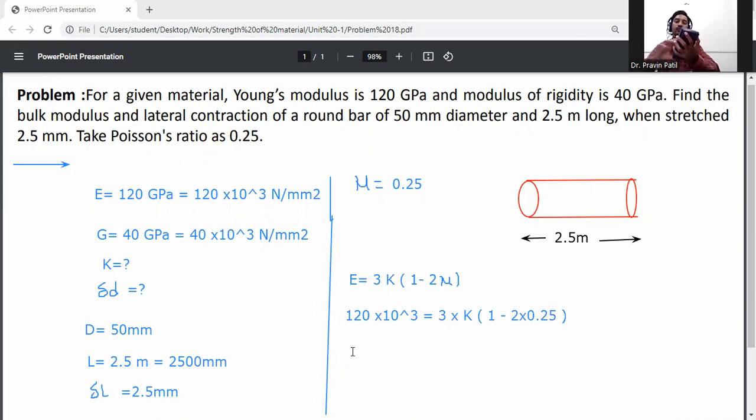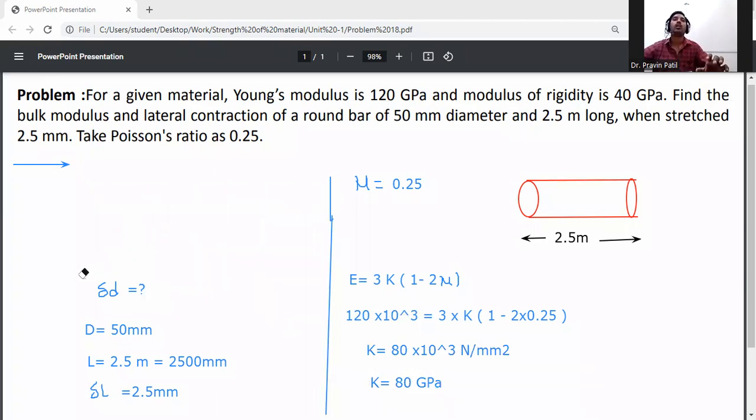It will give 80 into 10 raised to the power 3. So K is equal to 80 into 10 raised to the power 3 Newton per mm square. In GPa, dividing by 10 raised to the power 3, we get 80 GPa. Okay, so next calculate.